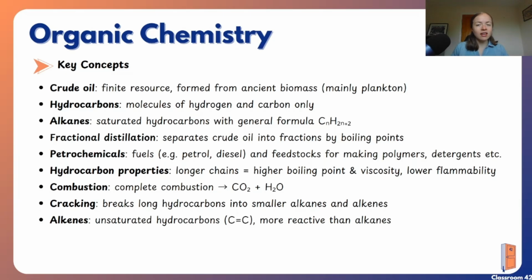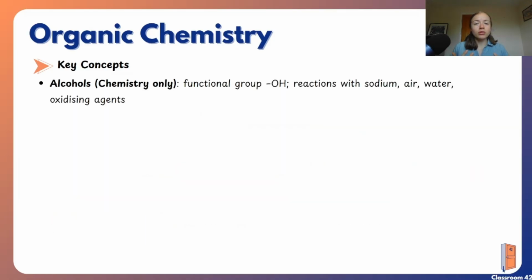And those alkenes are unsaturated hydrocarbons, so they have that C=C double bond, and they're more reactive than alkanes because essentially the double bond gives an opportunity for a reaction to happen. And in order to test for alkenes, we use that bromine test, which you hopefully remember, where the bromine water will turn colourless.